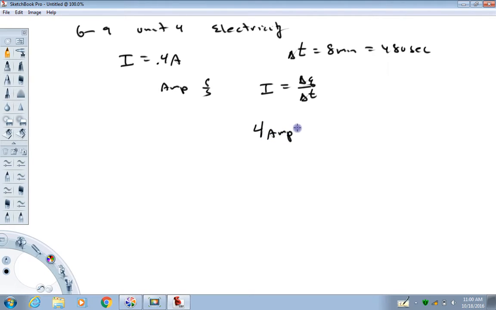I'll write amps equals delta Q, I don't know, over delta T. The delta T is 480 seconds in my example. In your example, these will no doubt be different numbers. But it's just a matter now of multiplying both sides by the time, and you'll have the charge. Number 7 is virtually identical. They give you a current, they give you a time, ask for charge. So 6 and 7 are both done just like this.